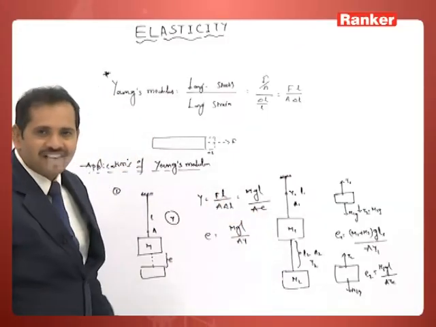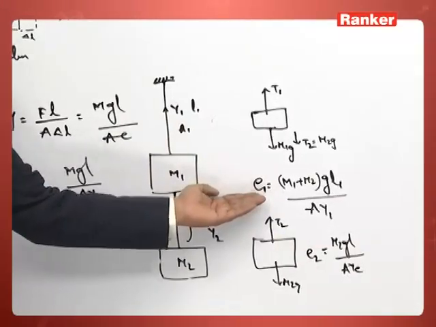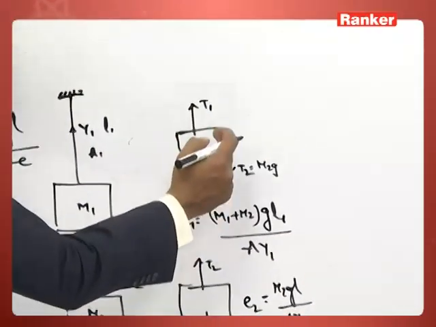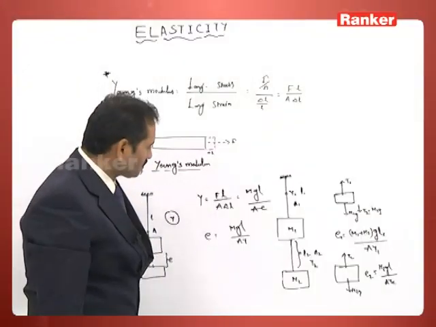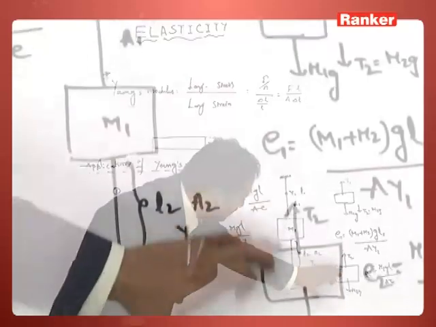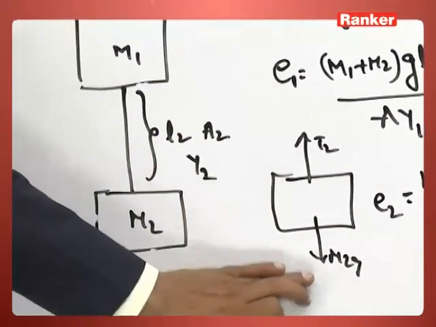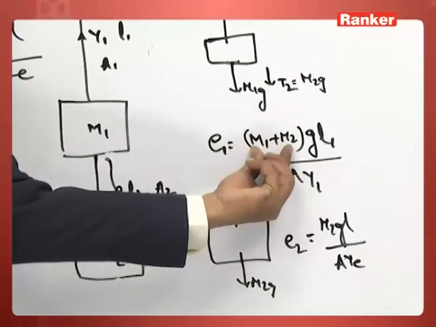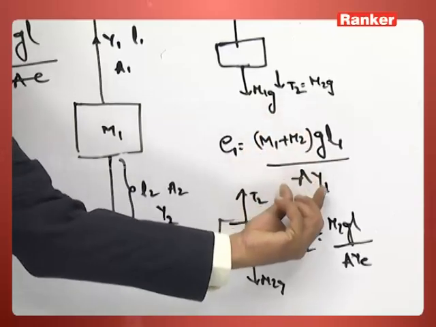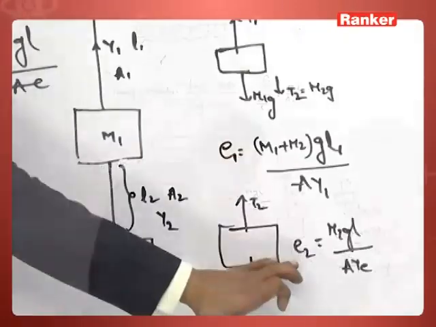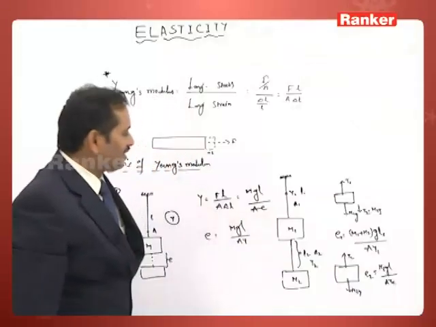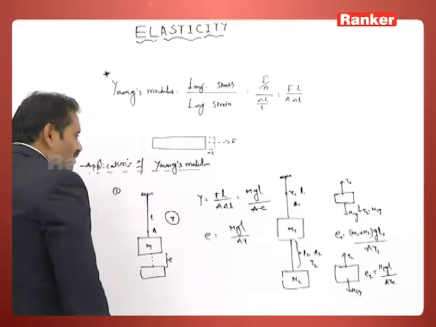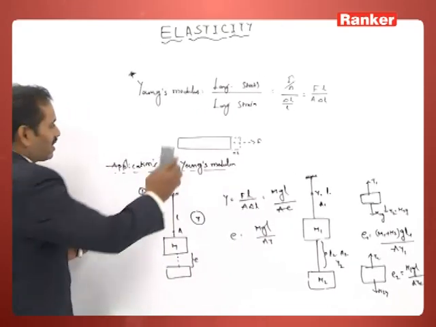In this case, two bodies are attached, different materials Y1, Y2, length L1, L2, area A1, A2. They will ask us like this, extension produced in the first wire. Free body diagram of first wire, you can understand M1G downwards, T2 downwards, T1 upwards. Second free body diagram is T2 upwards, M2G downwards, then I think so you can understand M2G equal to T2. Extension produced in the upper wire is M1 plus M2 into GL1 by A1Y1. Similarly, extension produced in the second wire is M2GL2 by A2Y2.